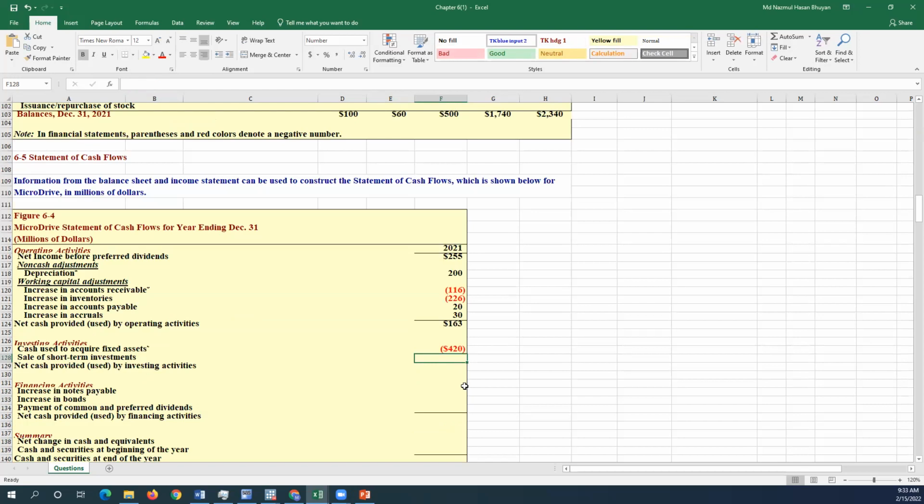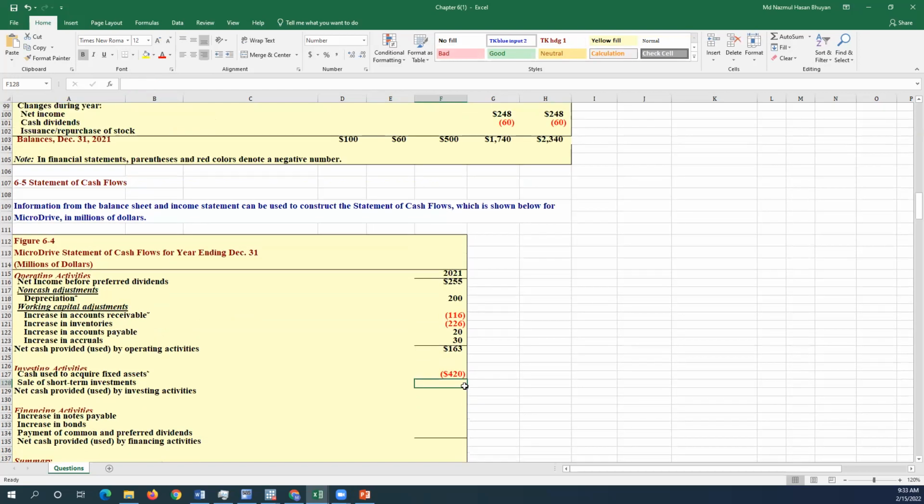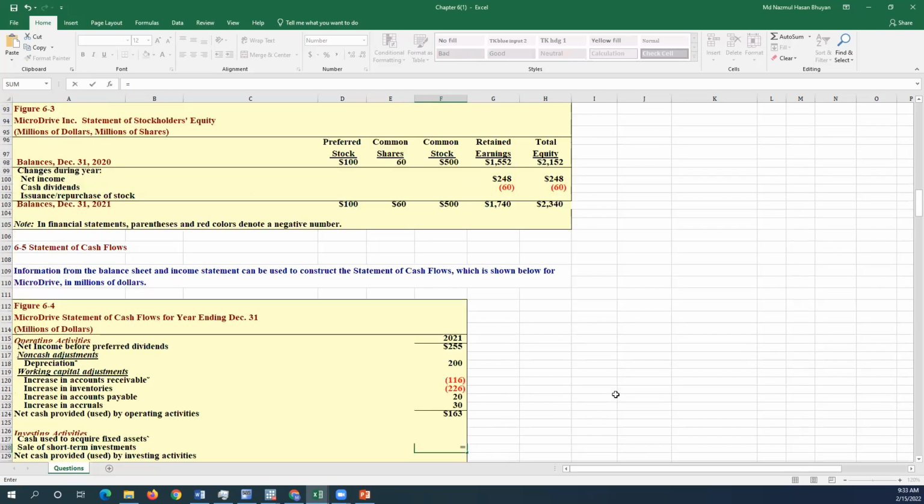Then during this time period, we also sold some of our short-term investments. And whenever we sell our short-term investments, we actually get money. Whenever we invest in short-term investments, we pay money. So the sale of short-term investments should be your cash inflow.